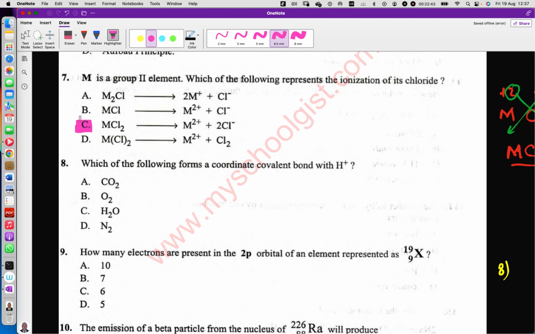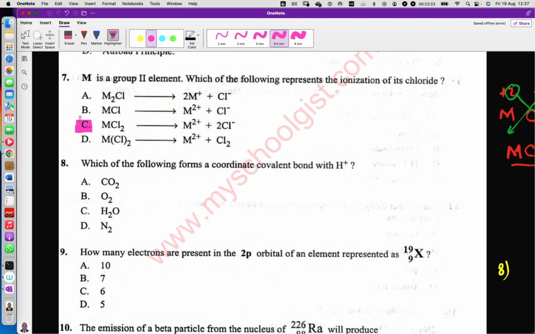That's the ionization of its chloride. Question number 8. Which of the following forms a coordinate covalent bond with a hydrogen ion? What is a coordinate covalent bond? This is when one atom contributes 2 electrons for the bonding. The 2 electrons that are used for the sharing are donated by only 1 atom.